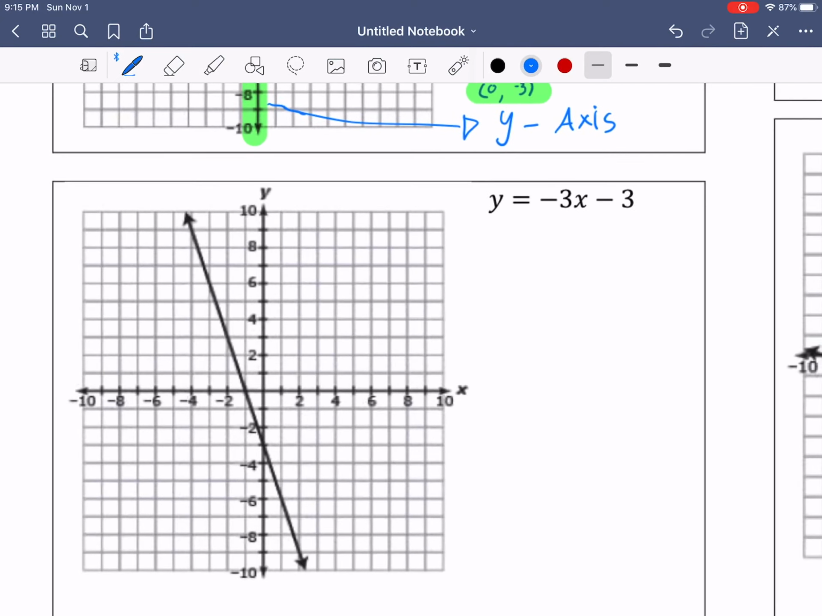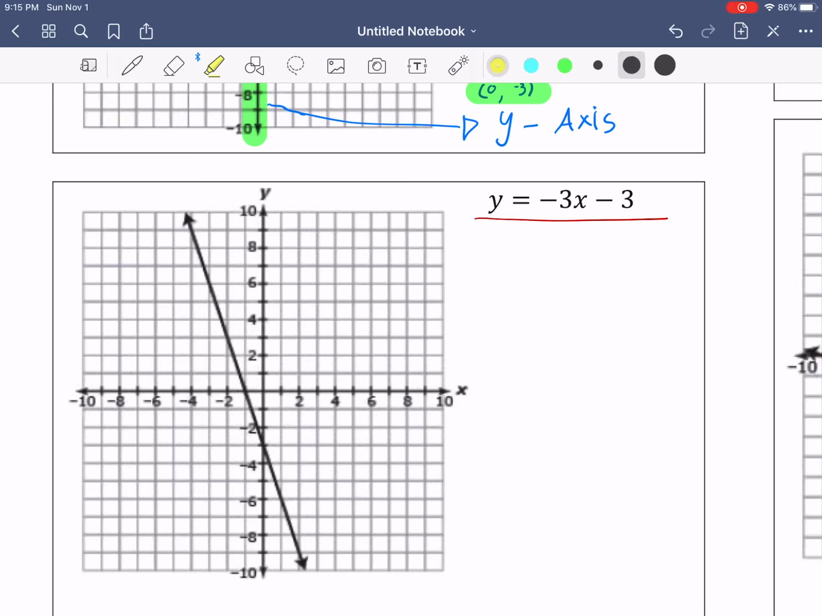Let's look at this one. This one is a negative graph: -3x minus 3. If you put this into a calculator, you will be able to find this graph. Let's try to find the x-intercept and y-intercept. The x-intercept is where this graph touches the x-axis. So the x-intercept is at -1, 0.